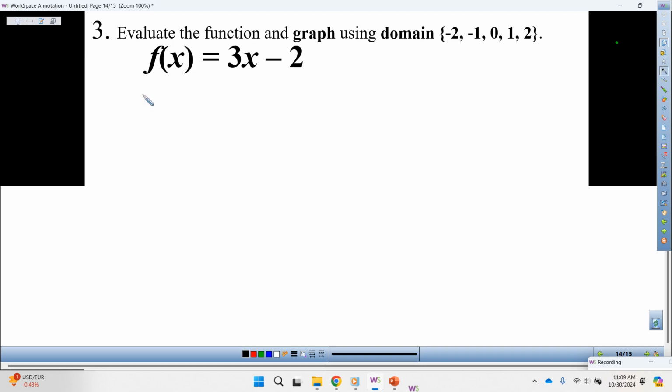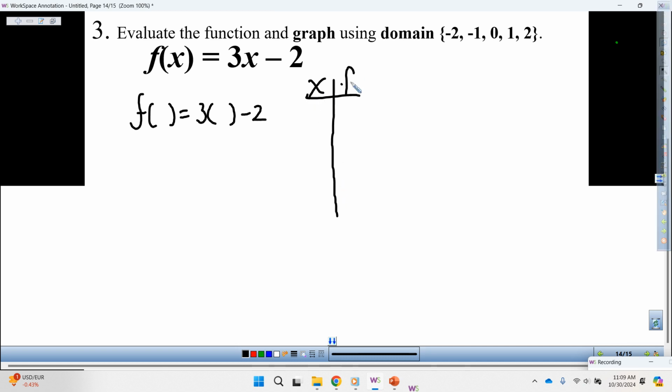Evaluate. So I'm just going to leave it as f of 3 blank minus 2. I need a table. x, f of x. x is -2, -1, 0, 1, and 2. And get used to domain, guys, from -2 to 2 for our graphing, because today we're starting, and anytime I ask you to graph, even if it doesn't say, always assume that the domain is from -2 all the way to 2.